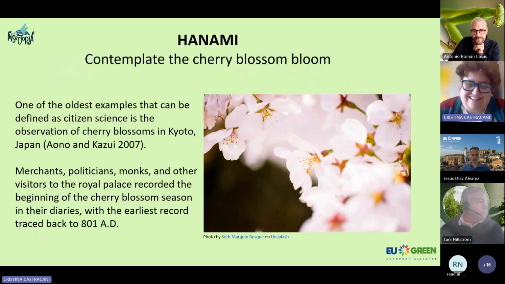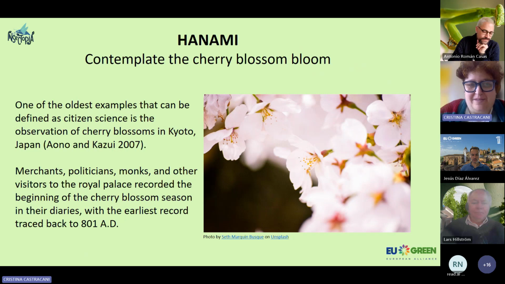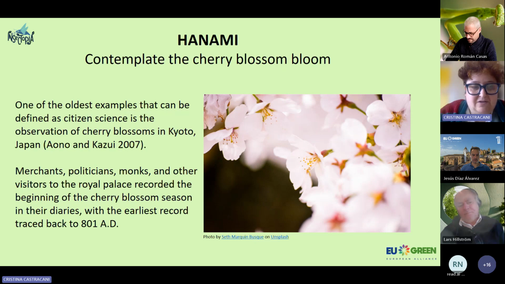Just to give you some historical information, we consider one of the first citizen science projects the Hanami. Hanami is a Japanese word that means more or less contemplating the cherry blossom bloom. And we consider this one of the oldest examples that we can define as citizen science. It is based on the habit of observing the cherry blossoms in Kyoto, in Japan. So basically, merchants, politicians, monks, and other visitors to the royal palace recorded the beginning of the cherry blossom season in their diaries, with the earliest record traced back to the year 801.